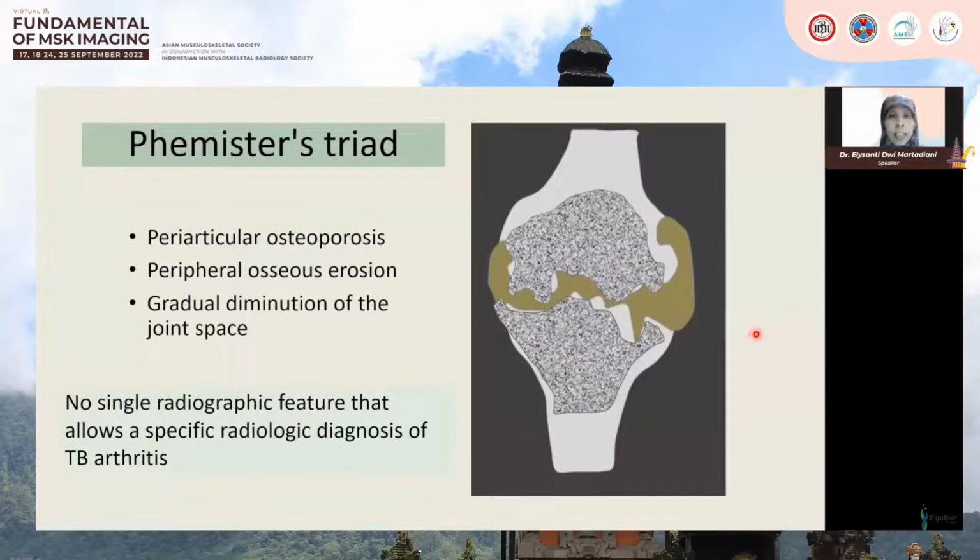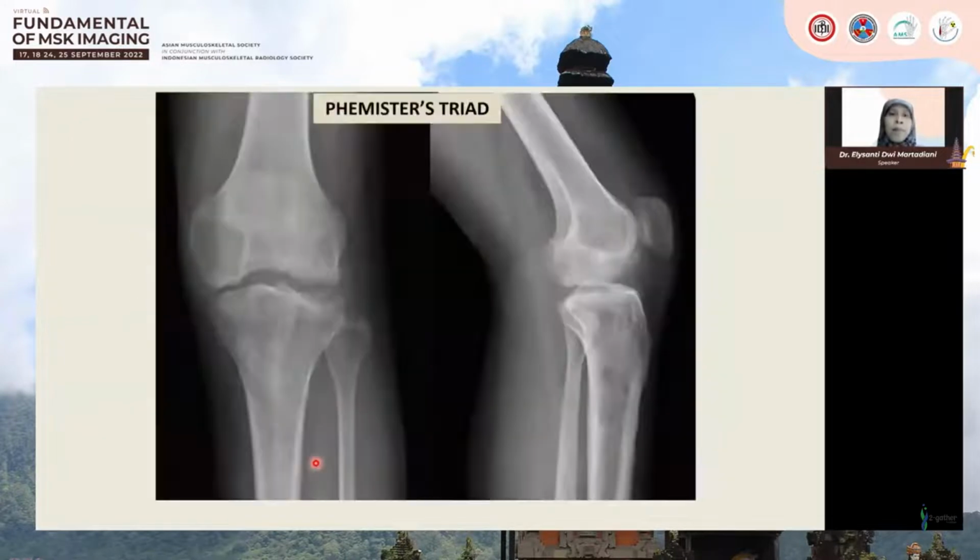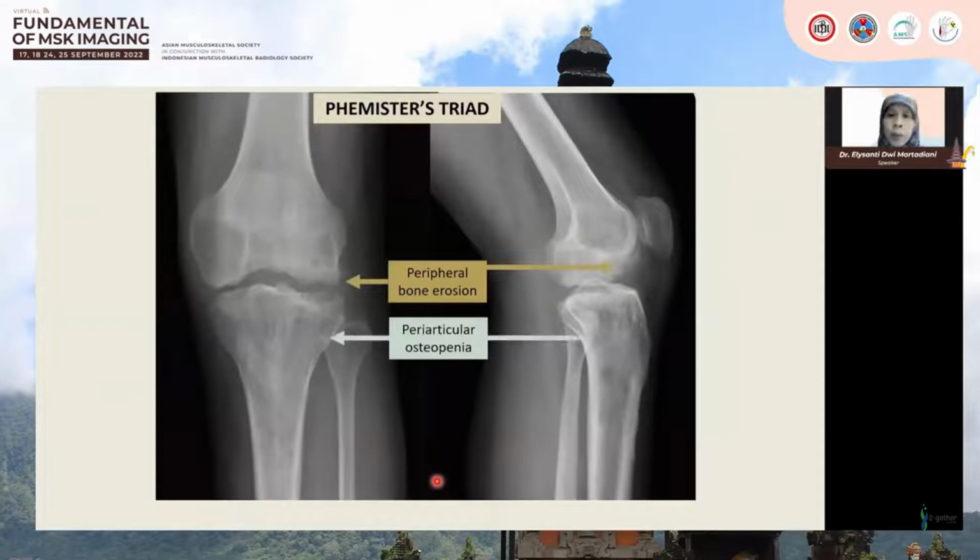In tuberculous arthritis, we know about the Phemister triad that consists of periarticular osteoporosis, peripheral osseous erosion, and gradual diminution of the joint space. One important thing that we should keep in mind is that no single radiographic feature allows a specific radiologic diagnosis of tuberculous arthritis. This case shows the Phemister triad, manifesting as peripheral bone erosion here, and then periarticular osteopenia and joint space narrowing.